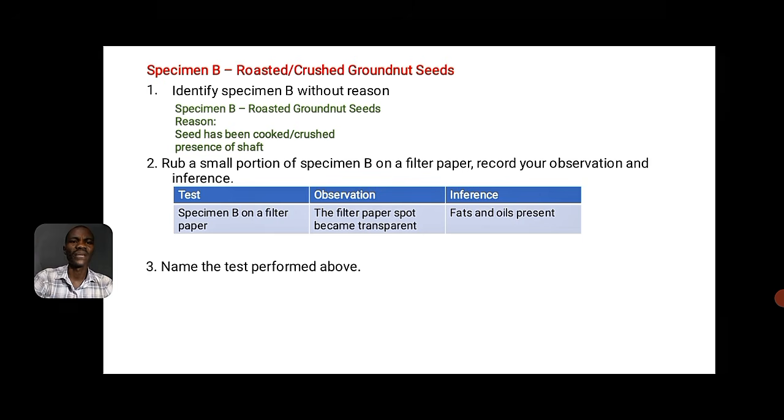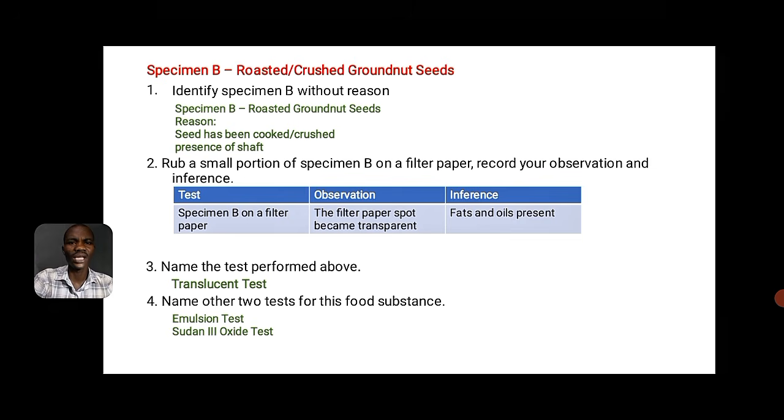Number 3, name the test performed above. The answer here is translucent test. Number 4, name other 2 tests for this food substance. The first test that you can perform is the emulsion test, which uses alcohol and water, and a white milky precipitate is observed. Then the second test is the Sudan III test, where you are going to have a black precipitate. A red precipitate will precede the black precipitate. So that is what you have there.